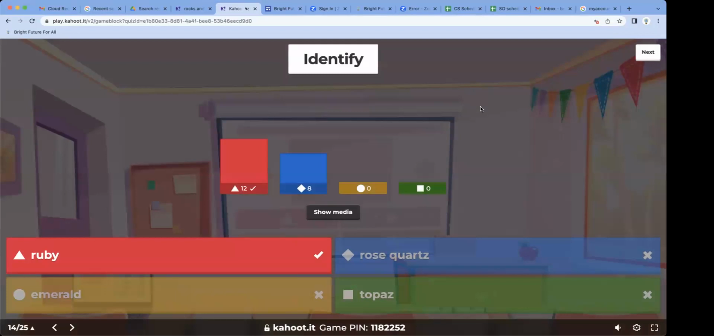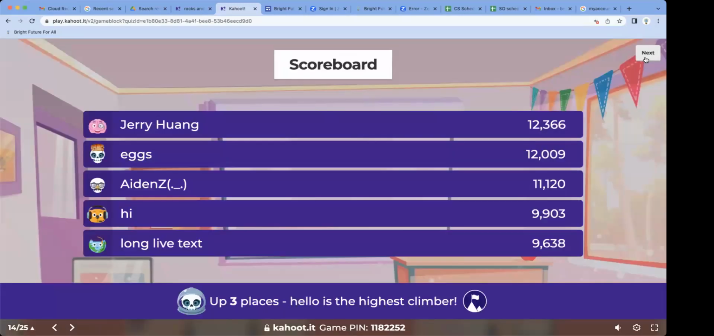Yeah, so this one was actually ruby. While it does look like rose quartz, it doesn't have the same crystal structure or shape. And ruby can also be pink. Next question.